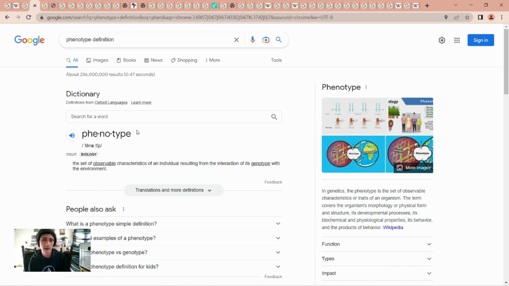A phenotype is a set of observable characteristics of an individual resulting from the interaction of its genotype with the environment. So phenotype is essentially a trait. It is an observable characteristic, and just one. Like, it could be blue eyes, it could be height, it could be hair color.